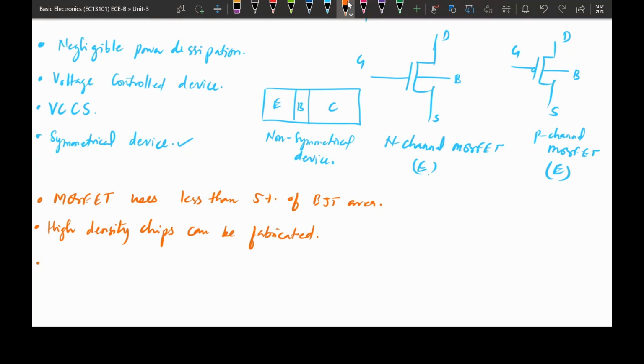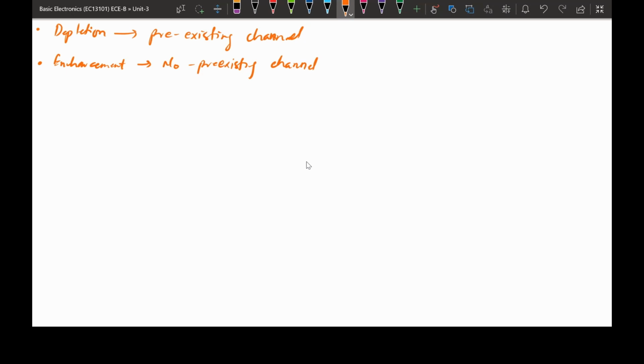In depletion we have already seen, depletion type MOSFET has a pre-existing channel. And in enhancement, no pre-existing channel. So these are some of the basic components.